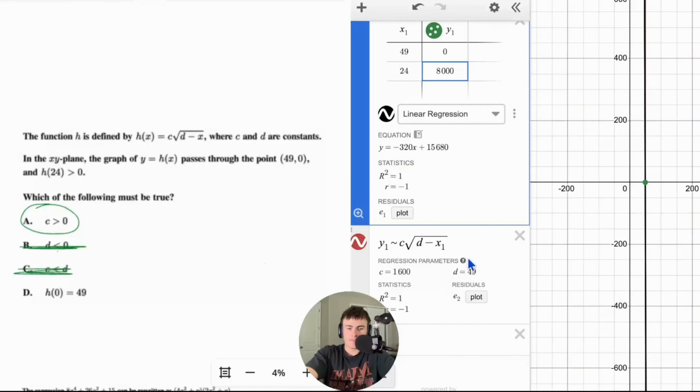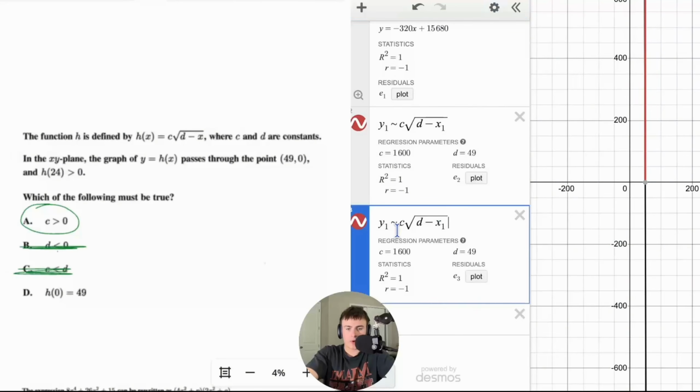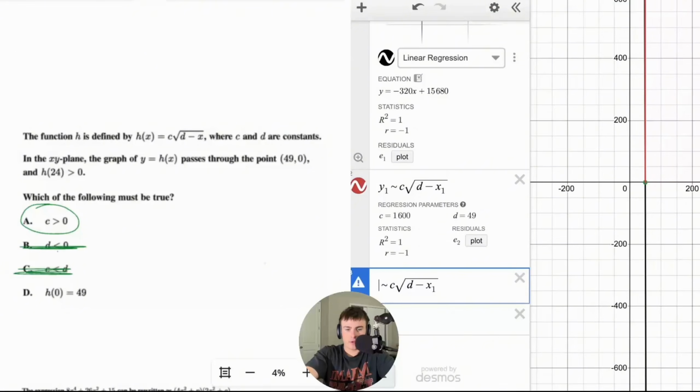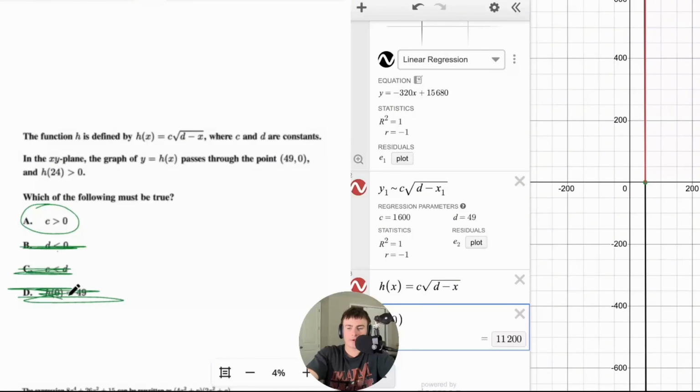What is h of 0? Well, we can copy this thing and change it to h of x. H of x is going to equal C right there, perfect. And so h of 0, it's 11,200. Is that equal to 49? Definitely not even close. So the only condition you fulfilled is A, because the other ones are not true, because I checked them with different values. So therefore the answer is just A, because I can't prove that incorrect. It must be true. It's true at all values of C. It doesn't matter. So that is it.